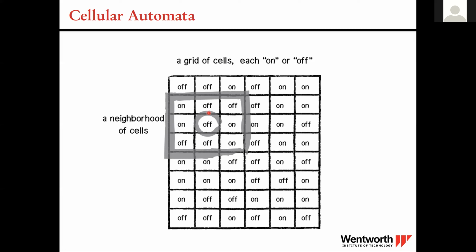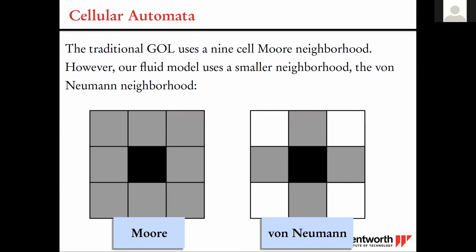That neighborhood is called the Moore neighborhood. So the center cell plus the 8 directly adjacent ones. For our fluid model, we're actually going to choose an even simpler neighborhood. This is the von Neumann neighborhood. It's the center cell plus only the cardinal directions. So we're only going to deal with up, left, right, and down. Those are our only cells that we care about.